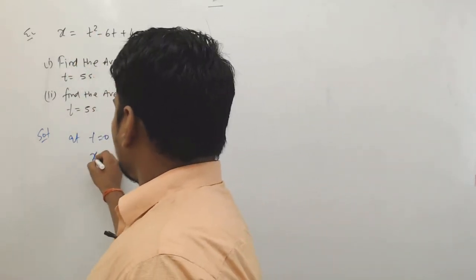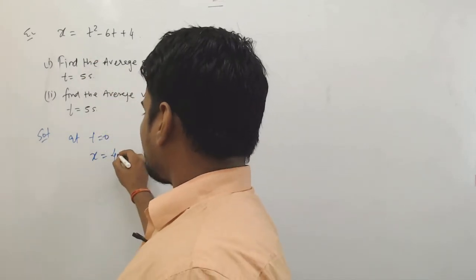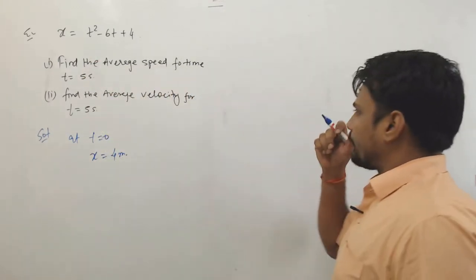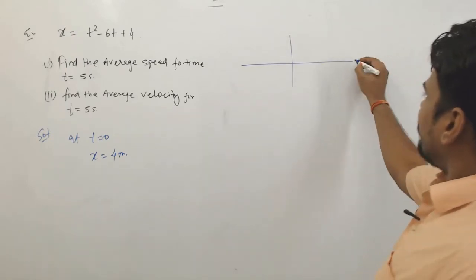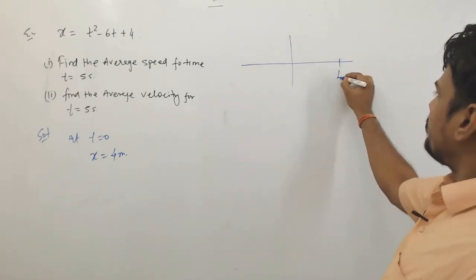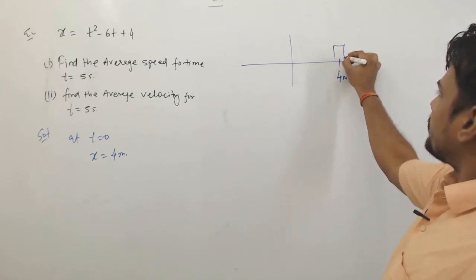So that should be how much? It should be 4. चलो इसको ड्रॉ करते हैं. Let us draw this, a rough sketch. X axis and y axis. Okay, so let's suppose this is your 4 meter and the object is here.